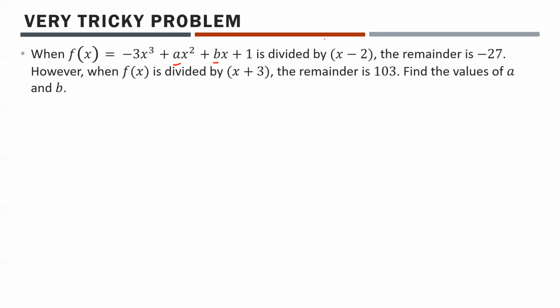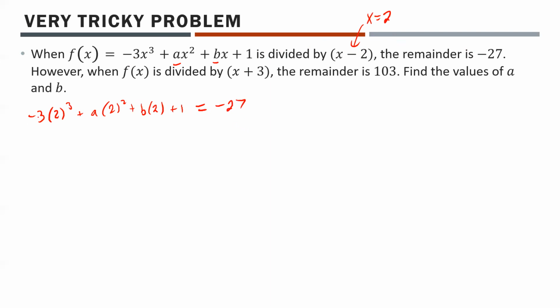So first of all, I'm going to test this x minus 2. Of course, if we're going to use remainder theorem on that, I have to plug in x equals positive 2. Throwing in positive 2 into this gives me negative 3 times 2 cubed plus a times 2 squared plus b times 2 plus 1 equals the remainder, which was negative 27.